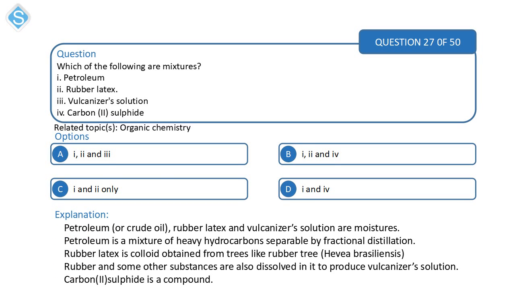Petroleum, or crude oil, is a mixture of various hydrocarbons. Rubber latex is also a mixture. The vulcanized solution is also a mixture, obtained from dissolving ethanol, rubber, and some other substances. Why is carbon disulfide a compound? It's a compound of carbon and sulfur.